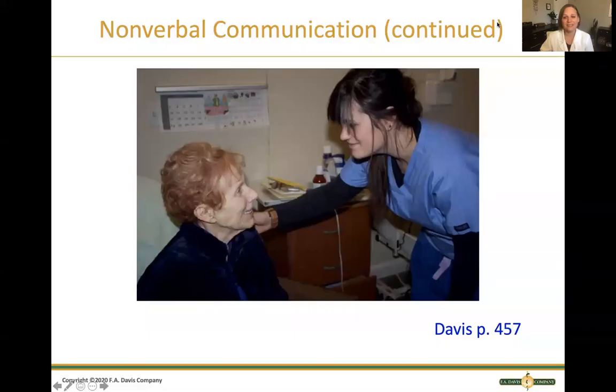In this one, you can see the nurse is leaning in towards the patient with good eye contact. There's very close physical proximity. And again, there's that touch on the shoulder. Usually shoulder touch is very safe, a well-received type of physical touch in most situations.